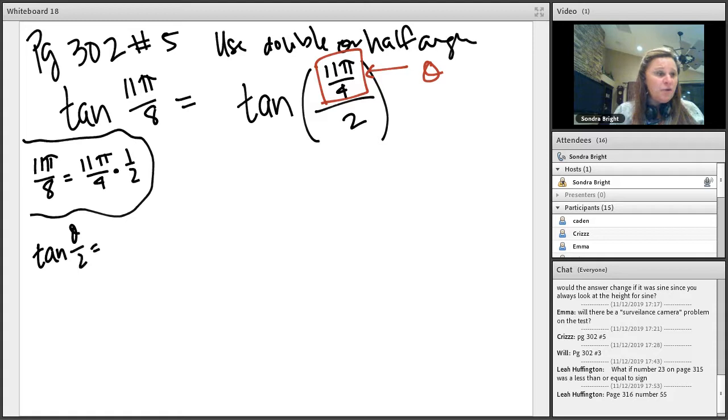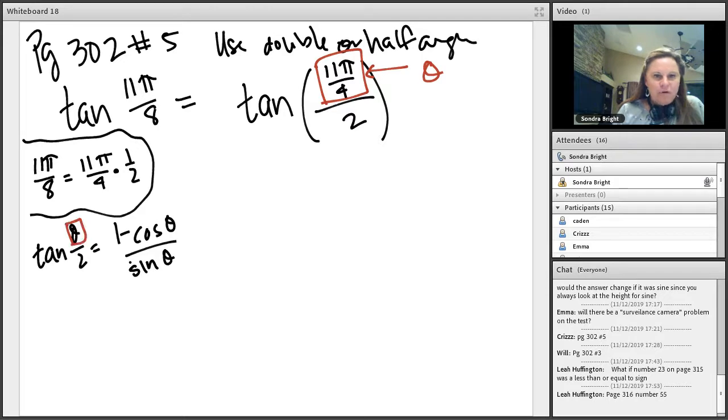You can use any one you want. Personally, I would use 1 minus cosine of theta over sine of theta. That's my personal preference if I get to choose. You have to have them all memorized for tomorrow, right? But then when you go to use them on Thursday, you can use any of them.